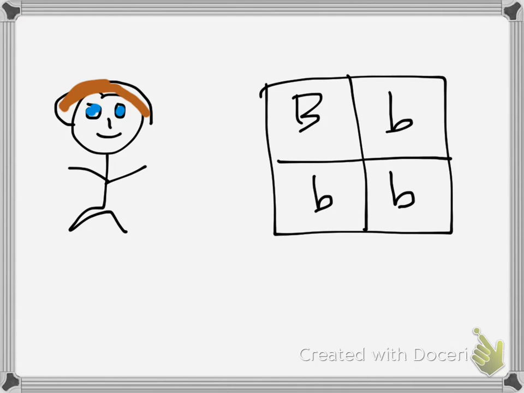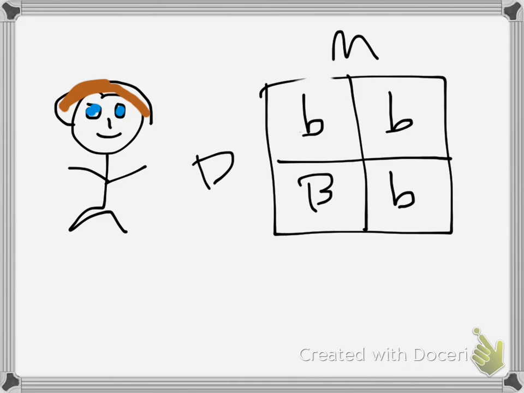So, perhaps the mom is, actually that's not right. Let's see. Perhaps the mom has BB and the dad has brown. So the dad had brown eyes, and the mom had blue eyes. So this child basically received this set of genes, and that was passed down.